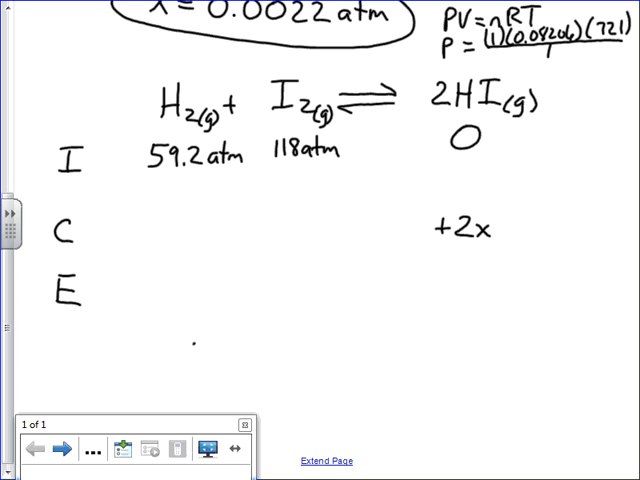Just by x, right? Because if you look at the coefficient, there's just a 1 coefficient in front of each of those. So these are going to change by a value of minus x. Okay, so now our equilibrium concentrations, or our equilibrium pressures, become 59.2 minus x, 118 minus x, and 2x. No problem, right?